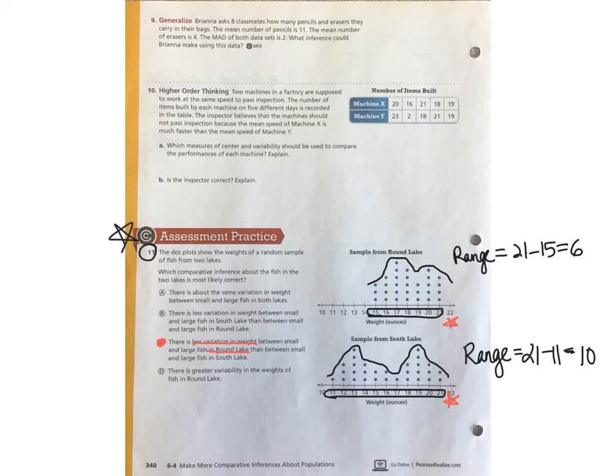In other words, the small fish in Round Lake, so those weighing maybe 15, 16, or 17 pounds, is not much different than the number of fish that are larger. But in South Lake, look at the differences in those fish. You have anything from an 11-pound fish to 5 13-pound fish, all the way up to a 21-pound fish and 5 19-pound fish. So there's a lot of differences there in those fish in South Lake. So the less variation in Round Lake is the correct inference.